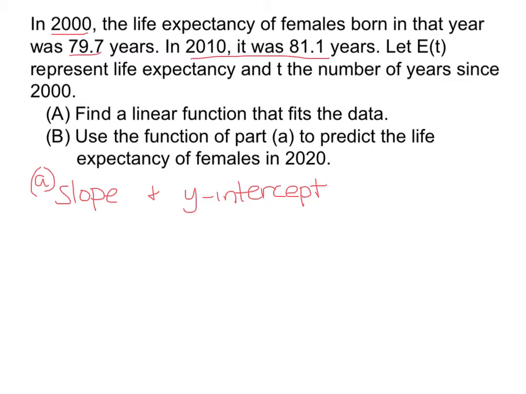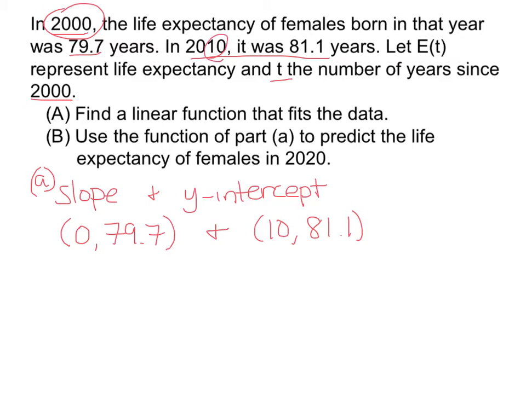Since we're letting t be the number of years since 2000, our first point could be 0, 79.7. 0 meaning 0 years after 2000, and y being the life expectancy. We'd also have a second point of 10, 81.1, 10 years after 2000 and life expectancy of 81.1. Let's plug this into our slope formula and find a slope.